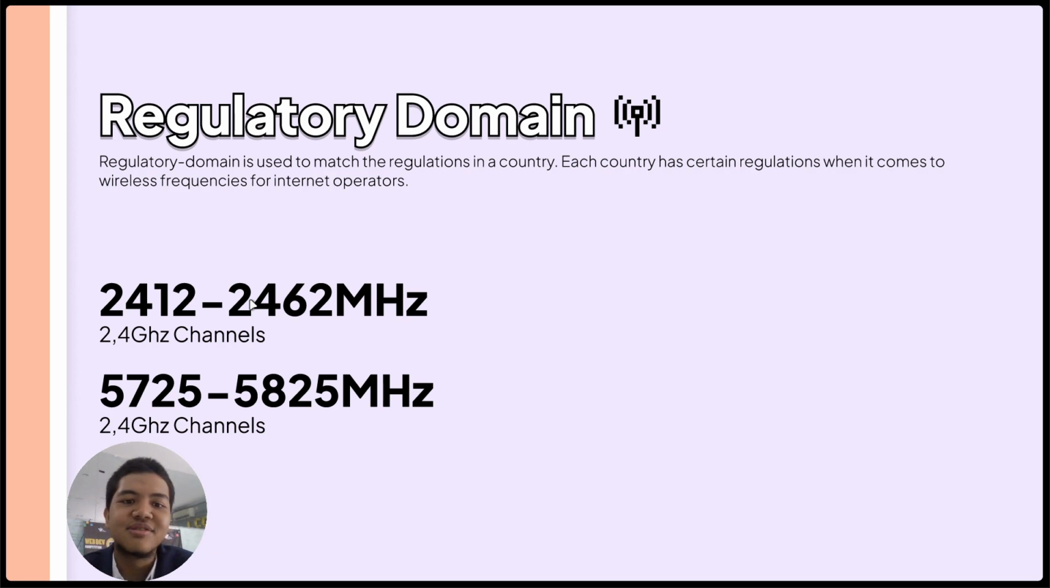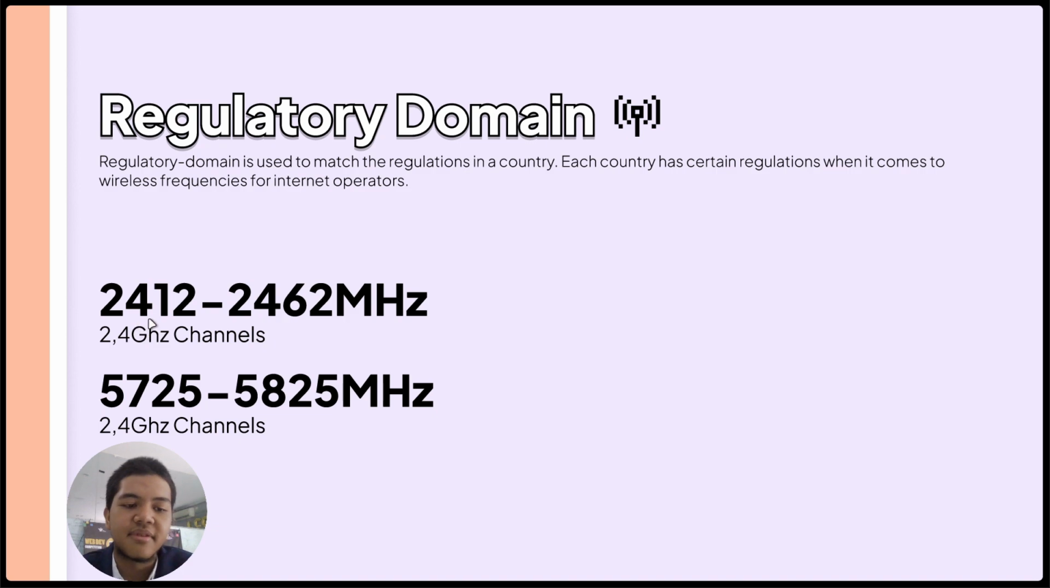Regulatory domain is used to match regulation in a country. Each country has certain regulation when it comes to the wireless frequency. These are rules from the country that allow which frequency to use for wireless implementation. For example, Indonesia, if I'm not wrong.